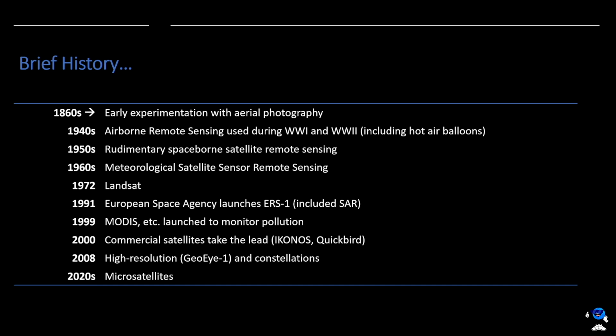So this is just the brief history: early experimentation with aerial photography, airborne remote sensing used during World War I and World War II from the hot air balloons, rudimentary spaceborne satellite remote sensing in the 1950s, meteorological satellite sensor remote sensing in the 1960s. Then we had Landsat in 1972. European Space Agency launches the ERS-1 in 1991. MODIS and a couple of other different systems were launched to monitor pollution in 1999. Commercial satellites take the lead in 2000. And then high resolution and constellations can be photographed in 2008. And now we have microsatellites in the 2020s.